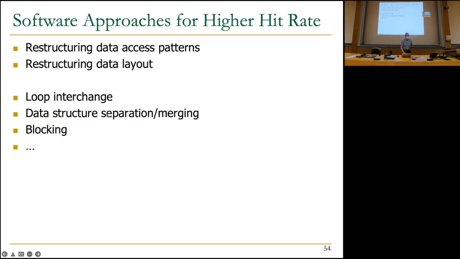Loop interchange, data structure separation and merging, blocking, or tiling. You may have heard of this. Has anyone heard of cache tiling, cache blocking? No, okay, you have not done it in parallel programming, for example. But this is really critical for getting high performance, and I will show you a high-level example. You can see the code examples. Actually, Juan teaches a course on heterogeneous systems where he covers a lot of these optimizations. If you want to learn more about it, I'll recommend that course.